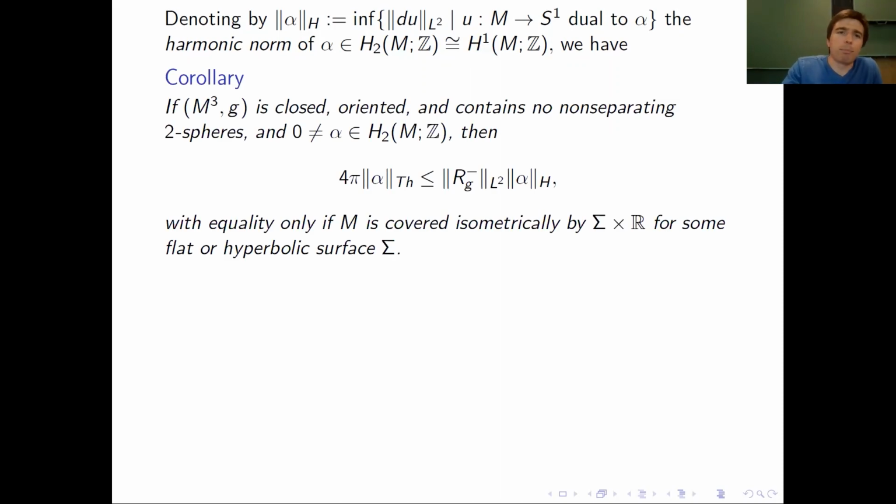And then we get the following. If we have a closed oriented three-manifold with no non-separating two-spheres, then for any non-zero homology class, we have that 4 pi times the Thurston norm is bounded above by the L2 norm of the negative part of the scalar curvature times this harmonic norm of the associated cohomology class. And moreover, equality implies that M is covered isometrically by a cylinder over some flat or hyperbolic surface.